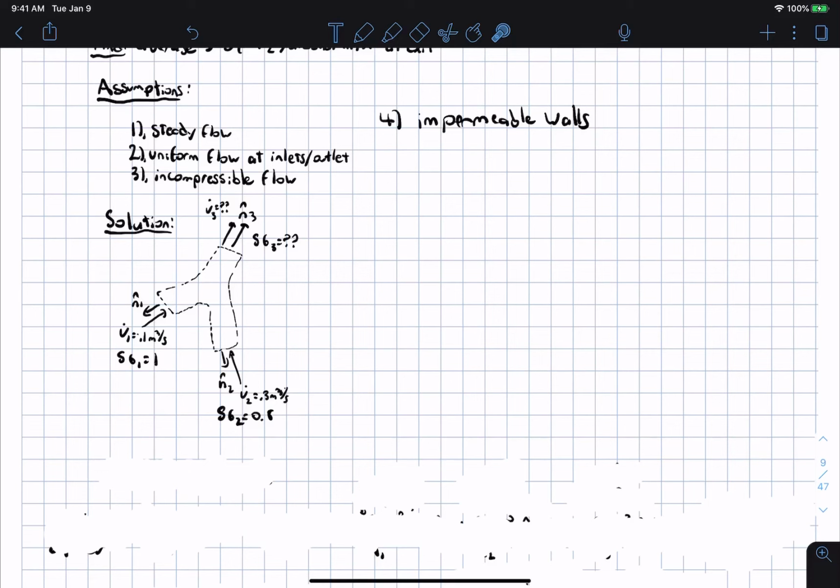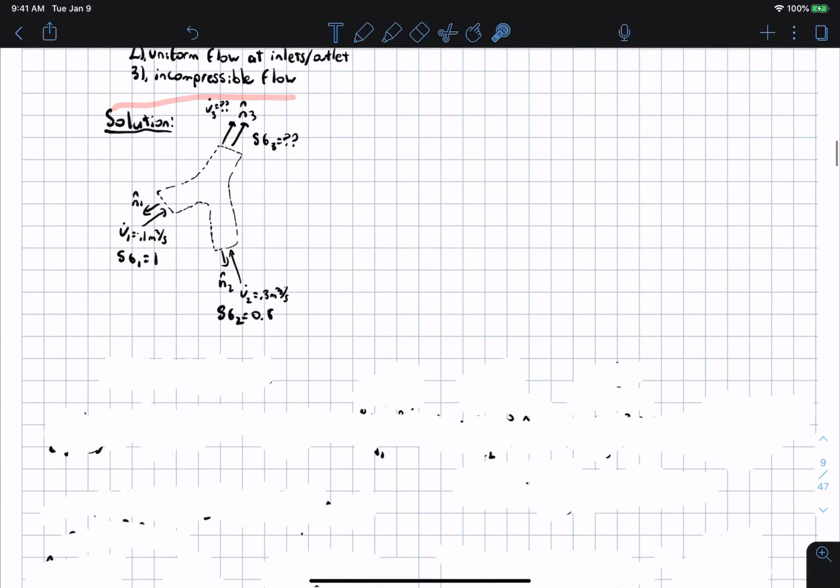Okay, so first things first, for problems like this, apply conservation of mass and see what that tells you. In this case, it's not going to be enough. We need to apply another assumption, because incompressible flow can still hold if density is not constant.